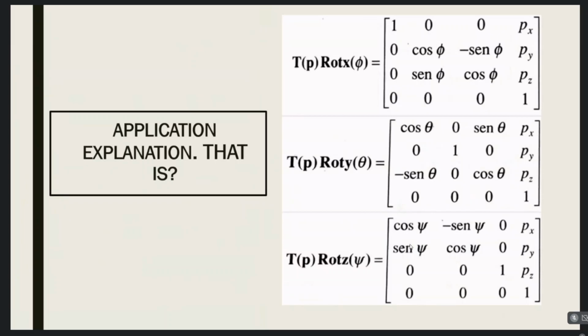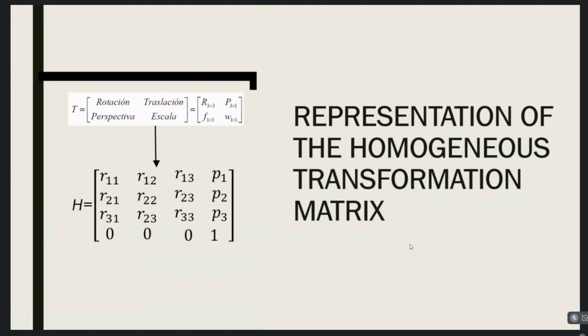Application explanation. Thus, the homogeneous matrix can be considered to be composed of 4 submatrices of different sizes. A submatrix R 3 by 3 corresponding to a rotation matrix. A P 3 by 1 submatrix corresponding to the translation vector. An F 1 by 3 submatrix representing a perspective transformation. And the last one, a W 1 by 1 submatrix representing a global scaling.